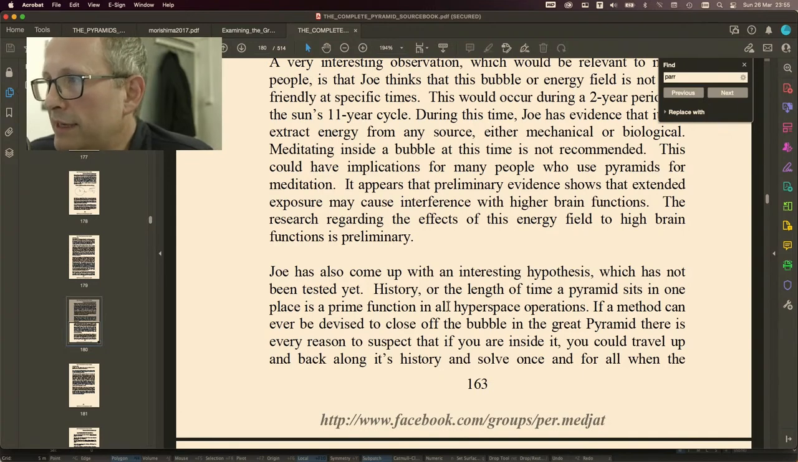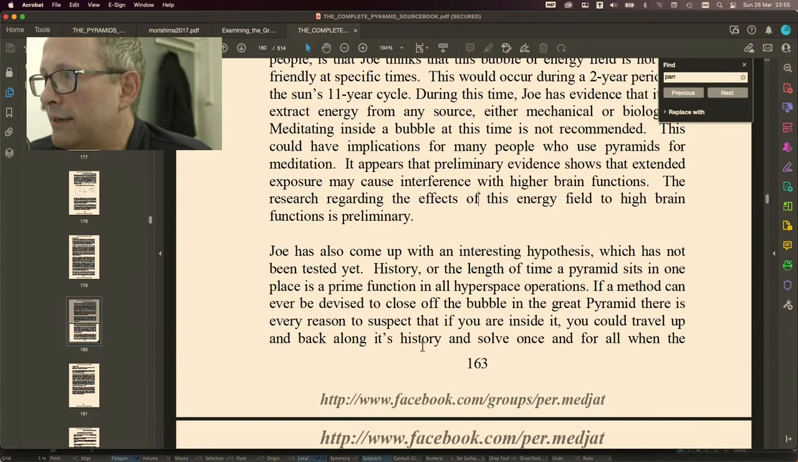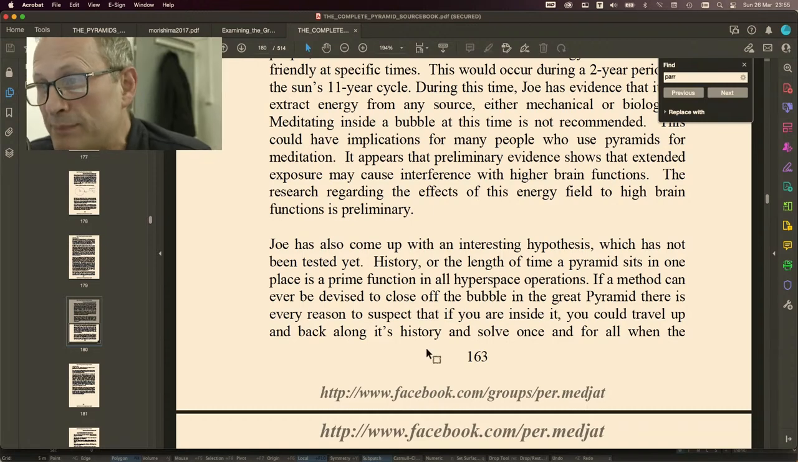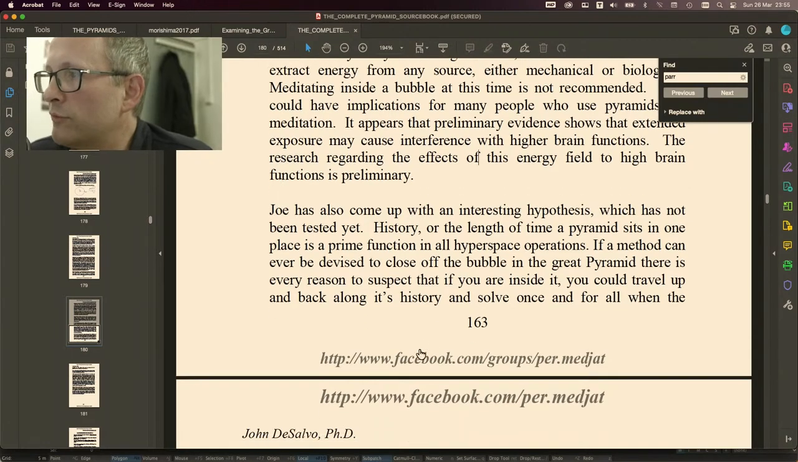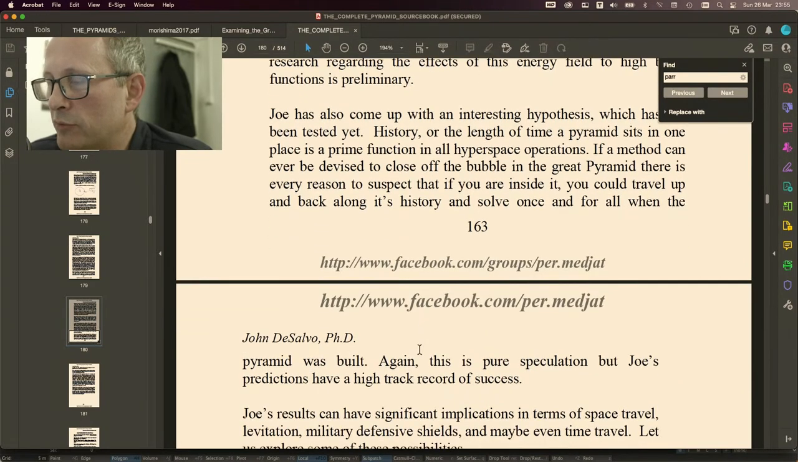Joe has also come up with an interesting hypothesis which has not been tested yet. History, or the length of time a pyramid sits in one place, is a prime function in all hyperspace operations. If a method can ever be devised to close off the bubble in the Great Pyramid, there is every reason to suspect that if you are inside it, you could travel up and back along its history and solve once and for all when the pyramid was built. Again, this is pure speculation, but Joe's predictions have a high track record for success.